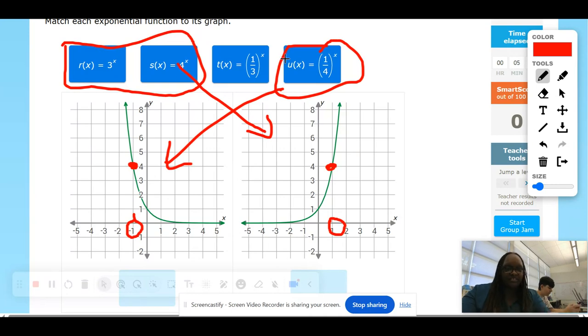Now there's only 2 options left, the 3 to the power of x and the 1/3 to the power of x. So there's 2 graphs on the bottom. Those are automatically going to go with those. I'm good to go. I don't need to do any more thinking. So that's an idea of how to do this.